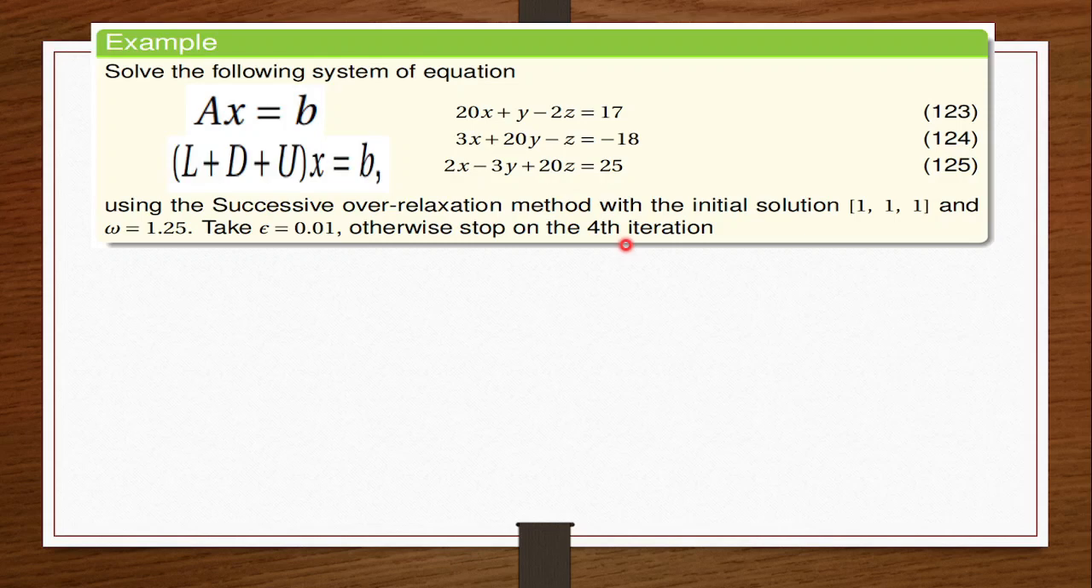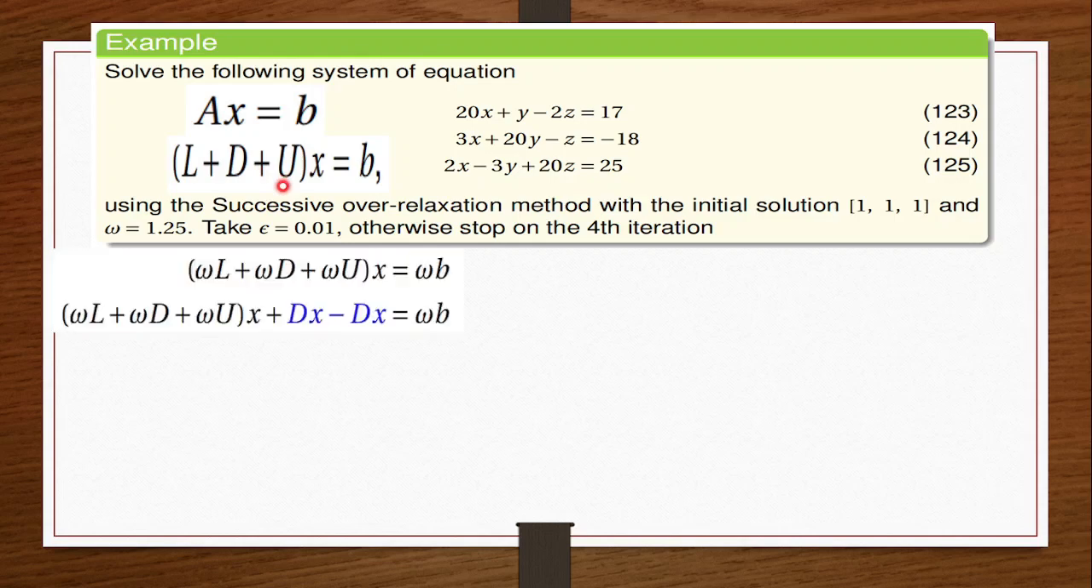Now we know that this A portion is being represented by L, D, and U. L is the lower triangular matrix, D is the diagonal matrix, and U is the upper triangular matrix. Now from the formula, L plus D plus U all times X equals B, with the successive over-relaxation method, we are going to multiply through by omega. So we have omega L plus omega D plus omega U all times X equals omega B.